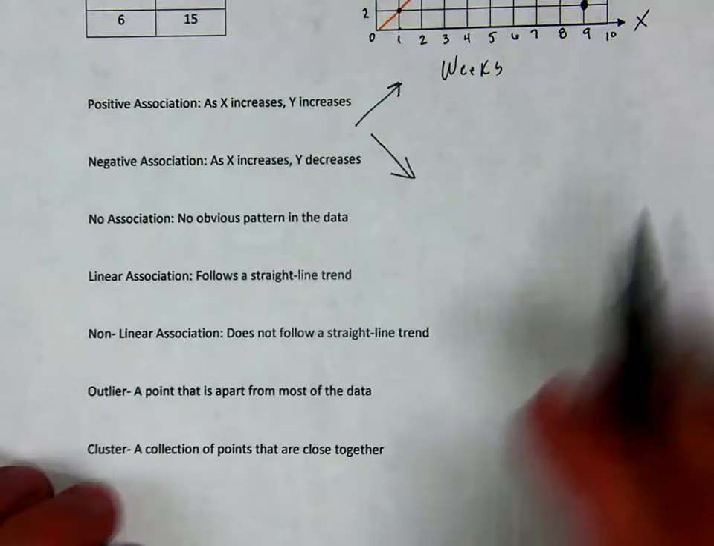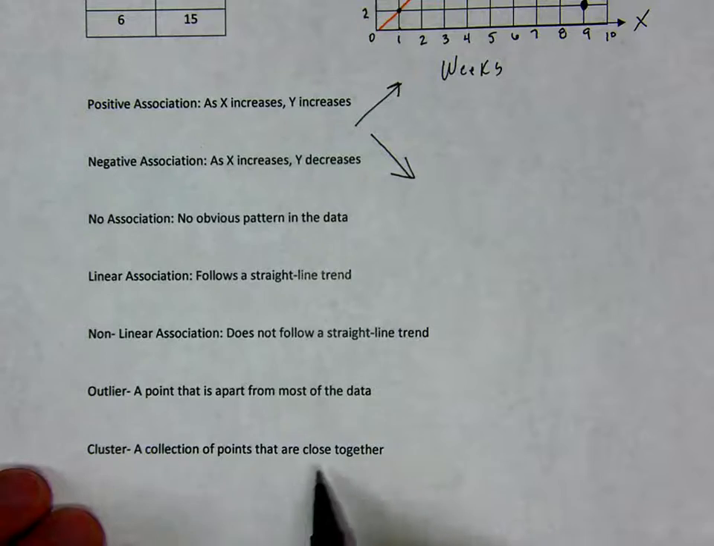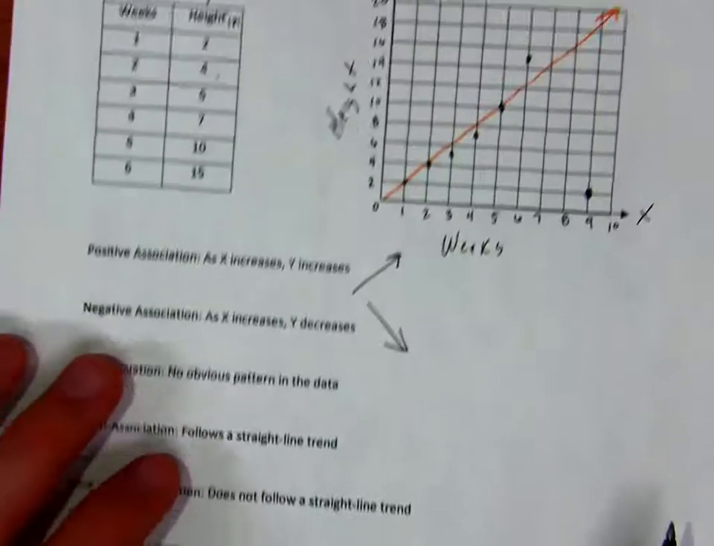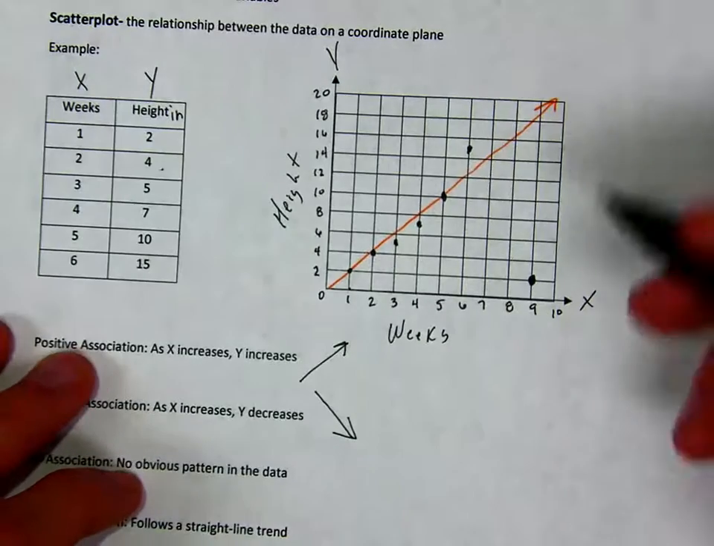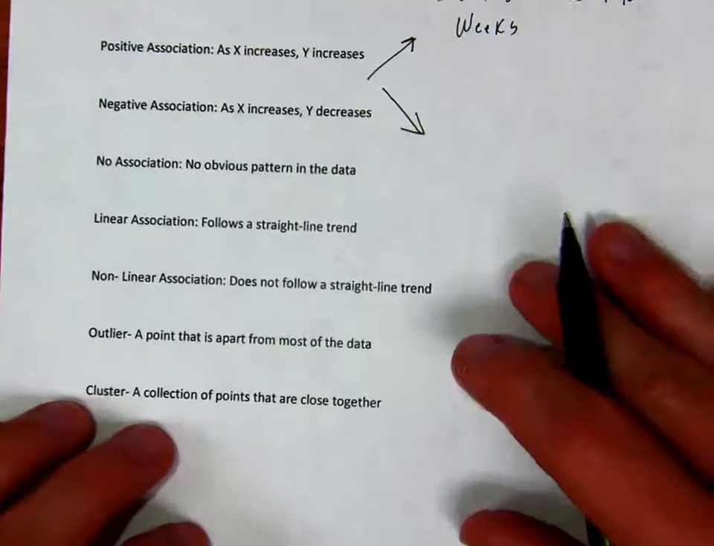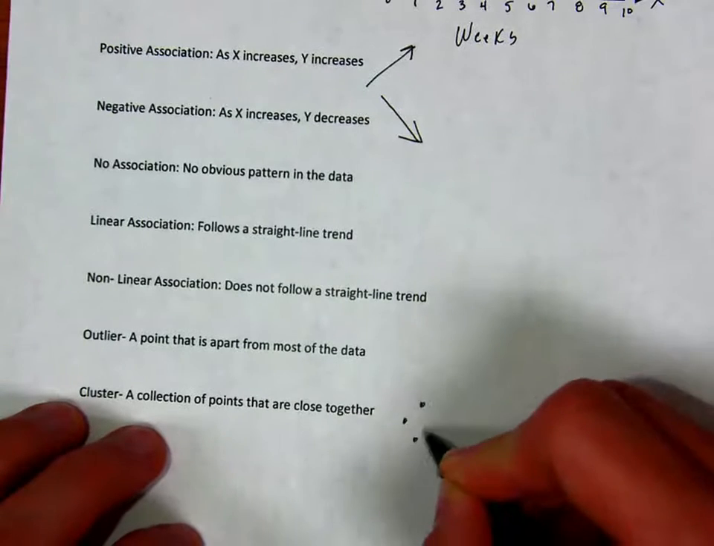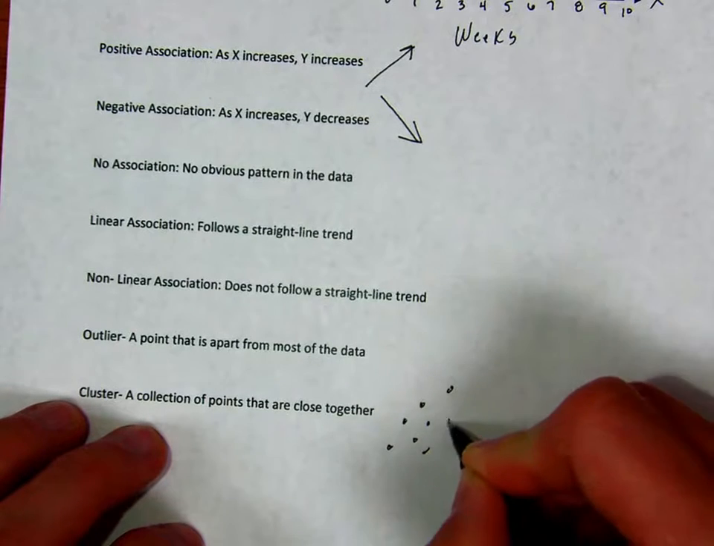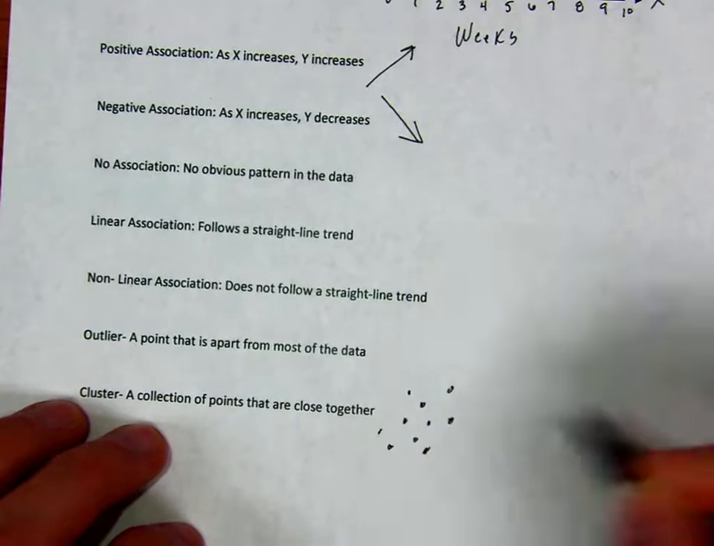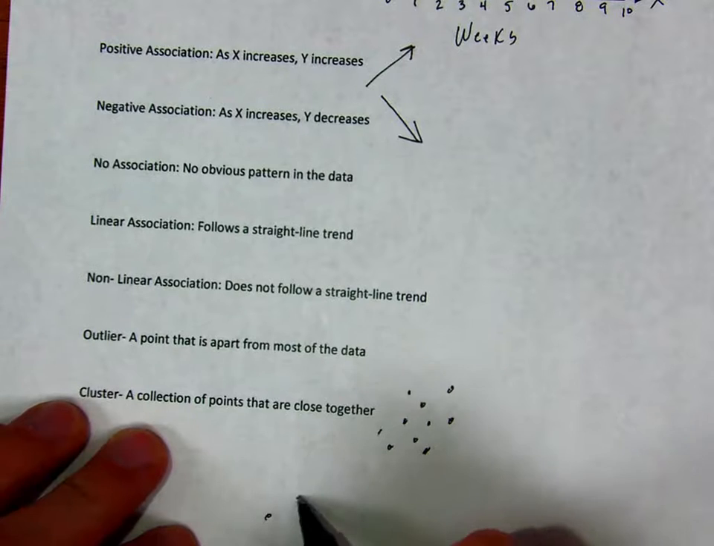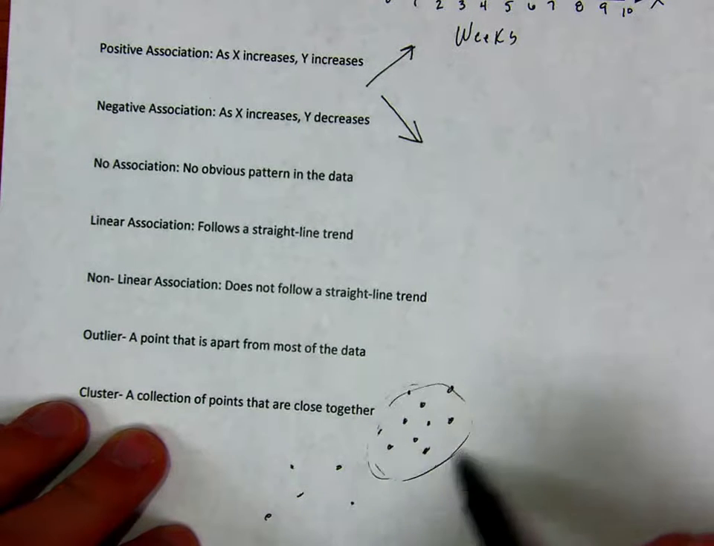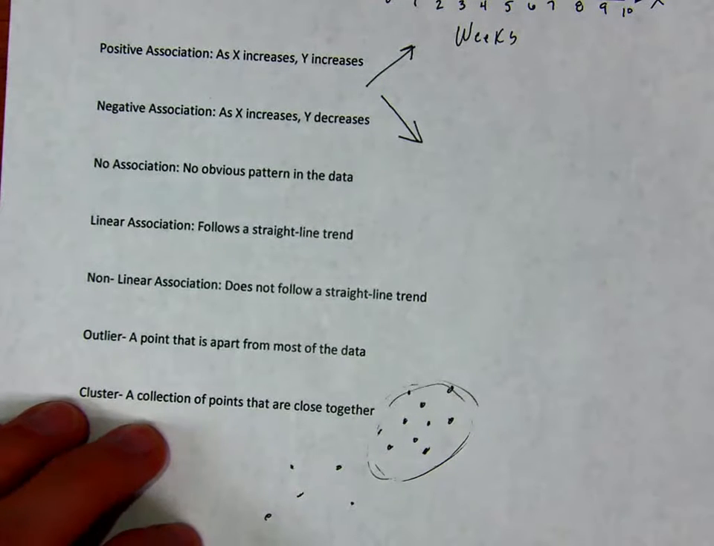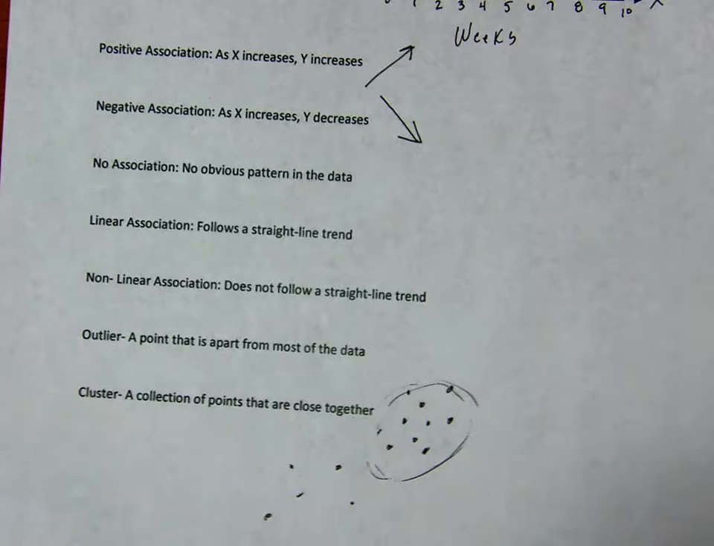Last one is cluster, a collection of points that are close together. In this example, we don't really have a cluster; they're all evenly spaced. If I had a lot of points all close together in the same area, and then a few down here, that big group all together would be my cluster. And that's all our definitions.